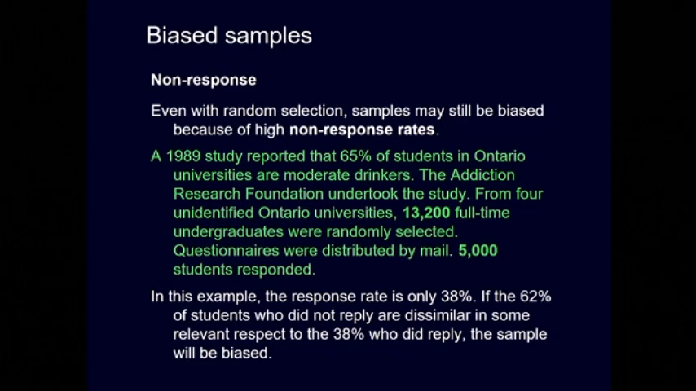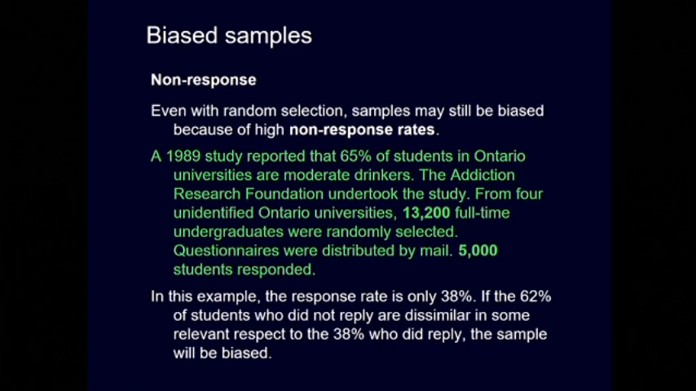Let's go back to this example. Notice, 13,000 students were asked, but only 5,000 responded. So we've got what people who do surveys and opinion polls would call a problem of non-response. We've got a high proportion of non-responders. Most of the people that were contacted didn't respond.